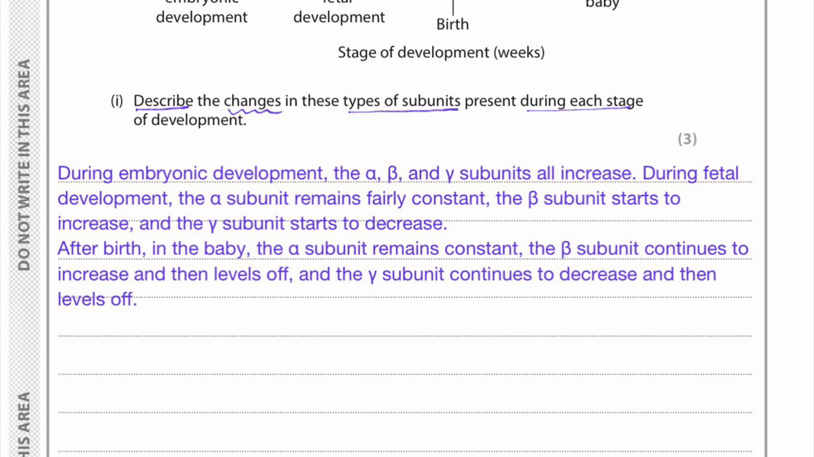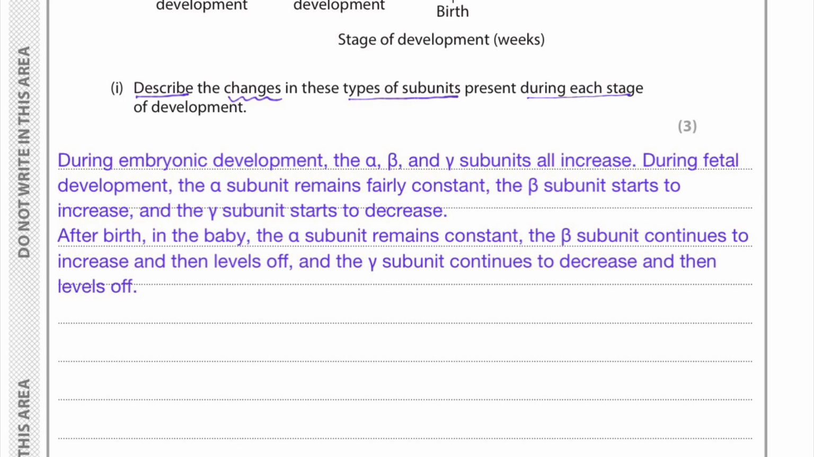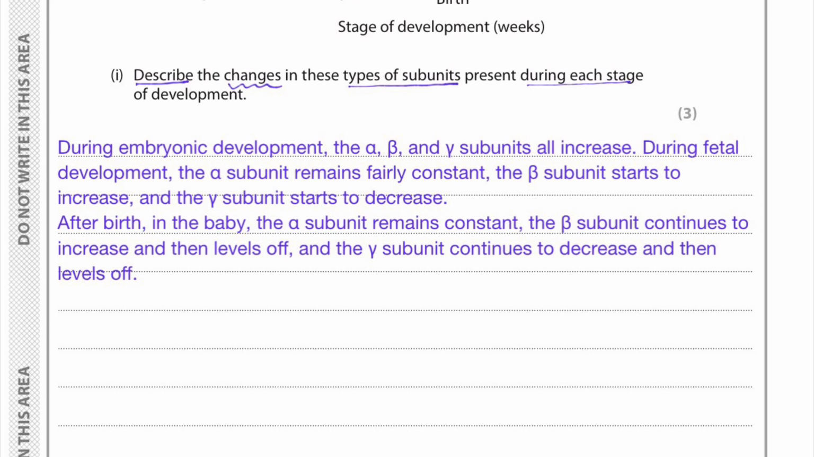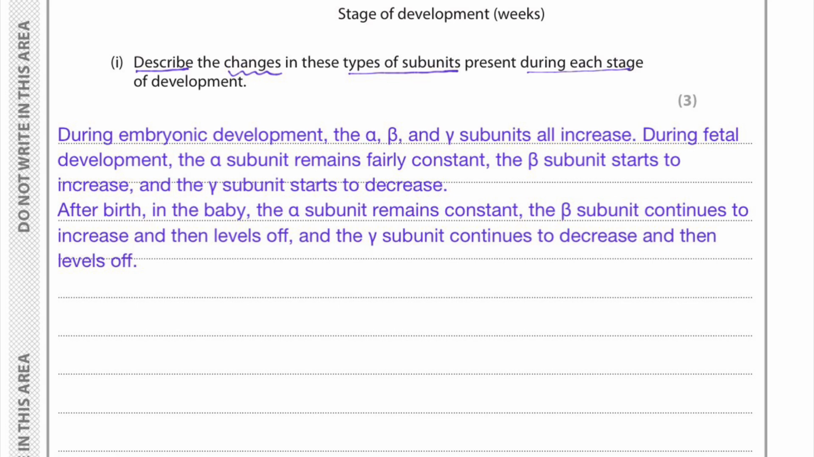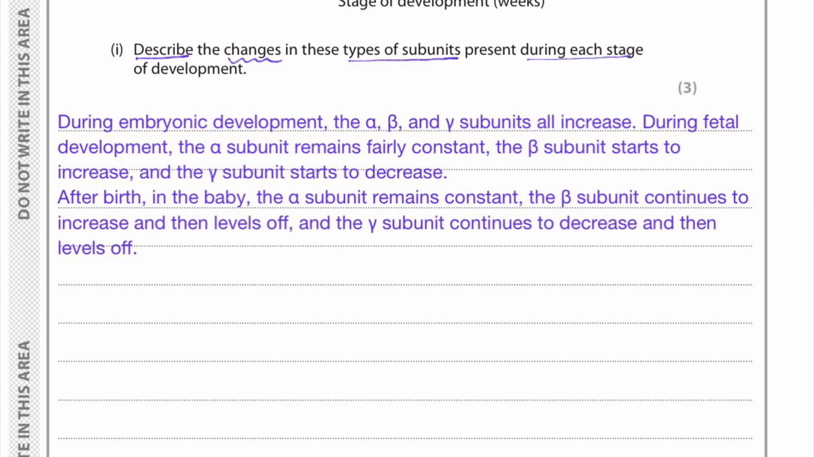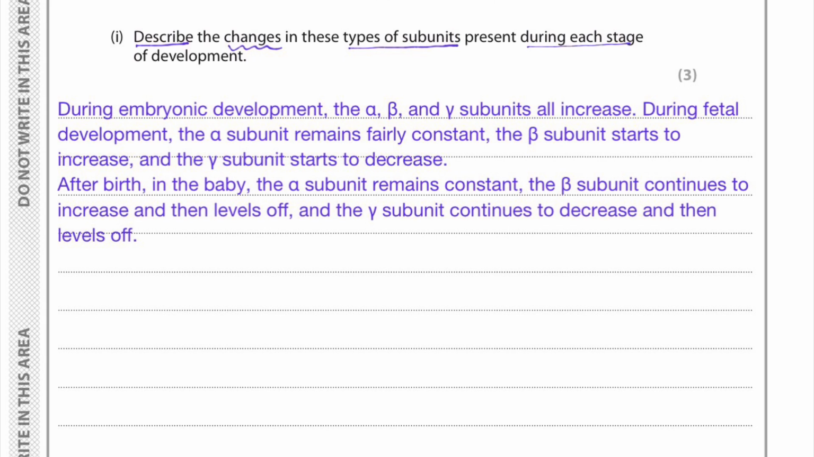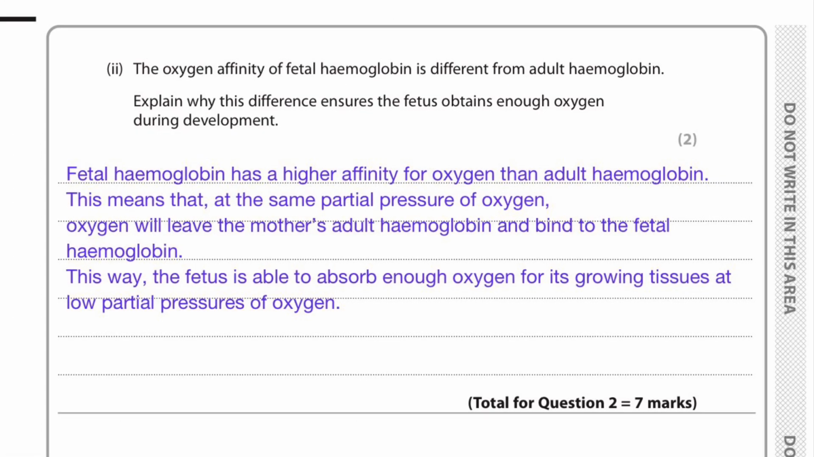So I said, during embryonic development, the alpha, beta, and gamma subunits all increase. During fetal development, the alpha subunit remains fairly constant, the beta subunit starts to increase, and the gamma subunit starts to decrease. After birth, in the baby, the alpha subunit remains constant, the beta subunit continues to increase and then levels off, and the gamma subunit continues to decrease and then levels off.